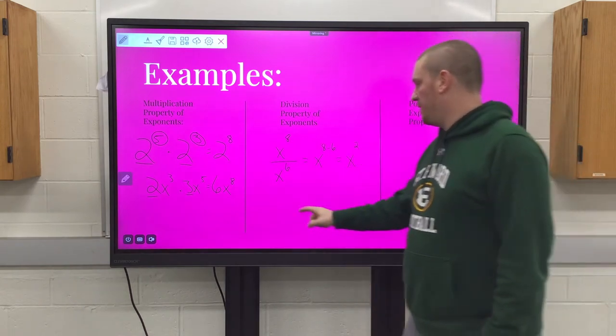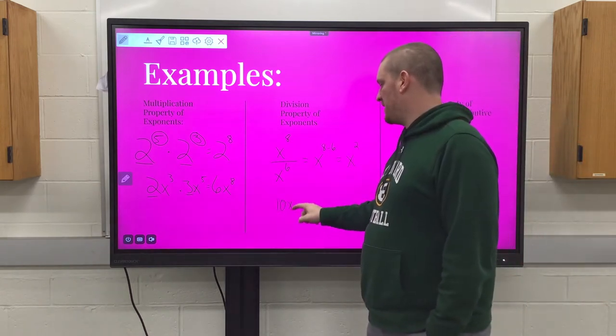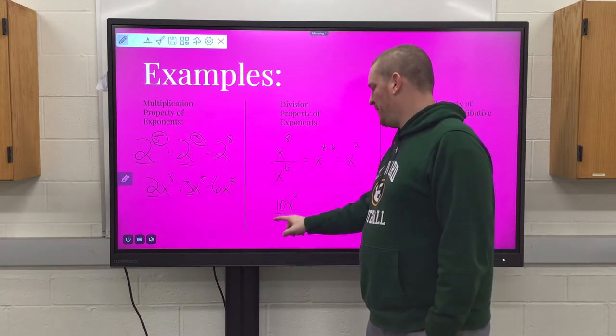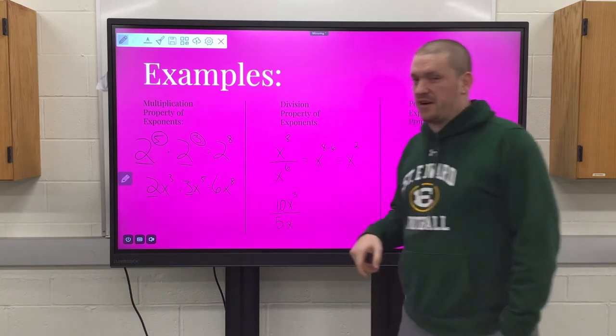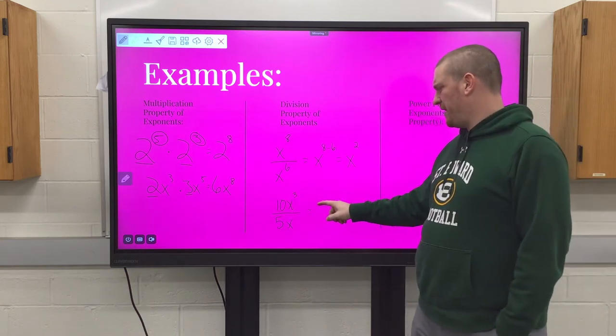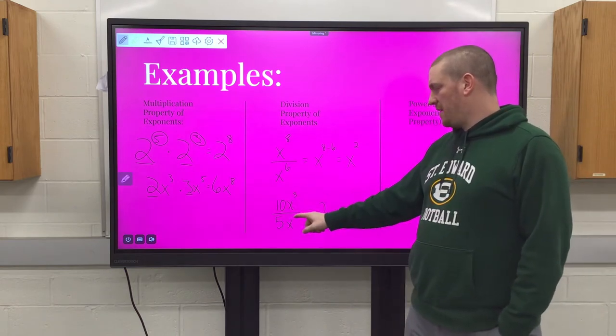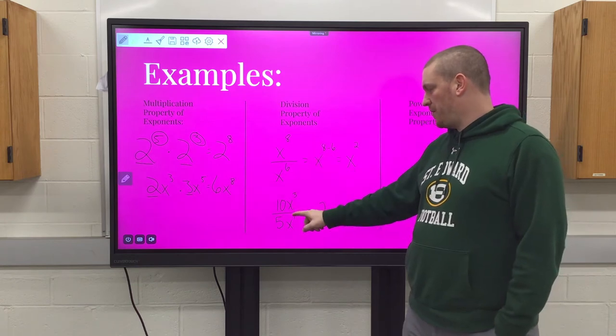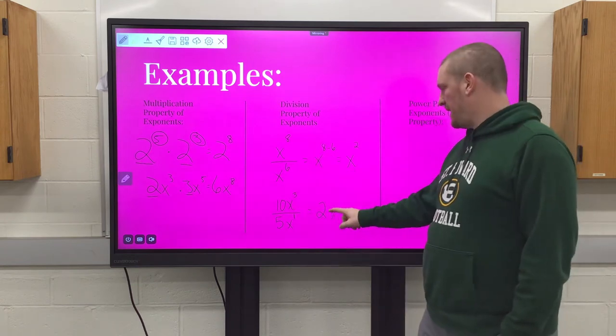Or if you have values like 10x to the 3rd over 5x, which is really 5x to the 1st, you just divide the coefficients, 10 divided by 5, which is 2, and then subtract the exponents, just like what we did up here. Remember, there's really a 1 there, which would make it x squared.